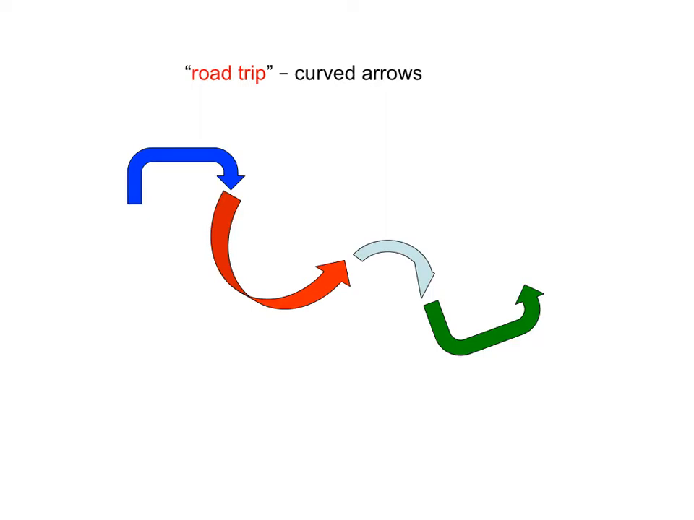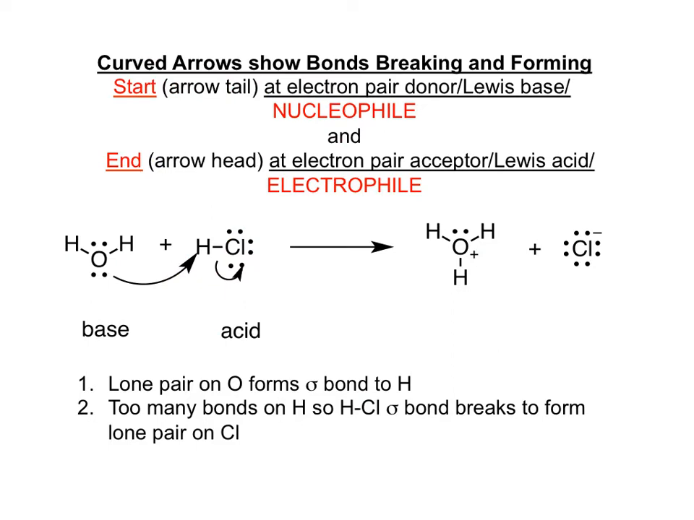In a chemical reaction, we can use curved arrows to show which bonds break in the reactants and which bonds form in the products. When we use curved arrows to show how a reaction occurs, start at the base or electron pair donor or nucleophile and end at the acid or electron pair acceptor or electrophile. So stop the video and look how water, which behaves like a base, reacts with hydrochloric acid. Note that an OH bond forms and the HCl bond breaks.